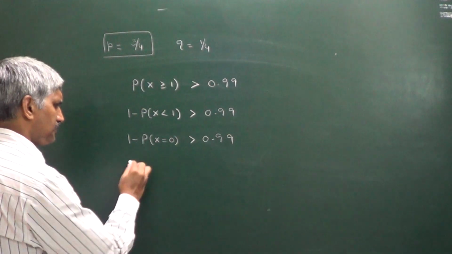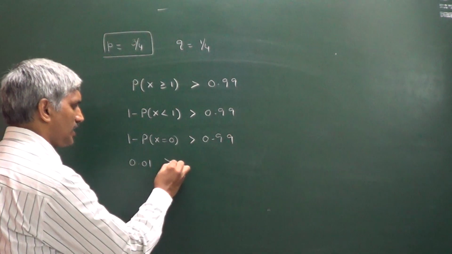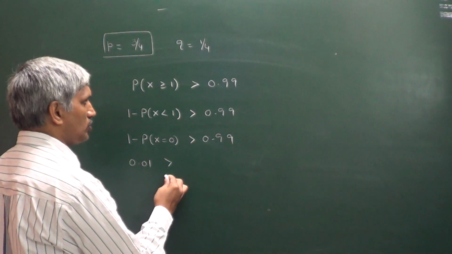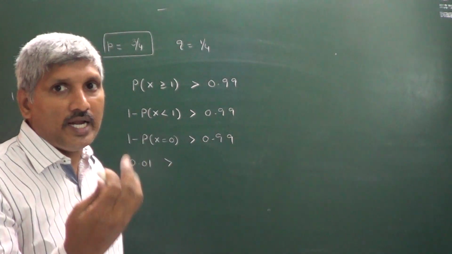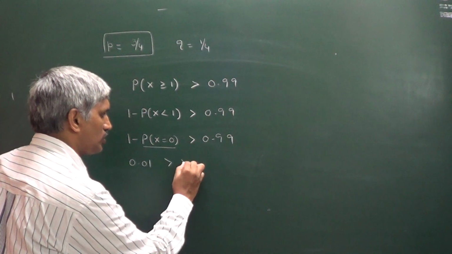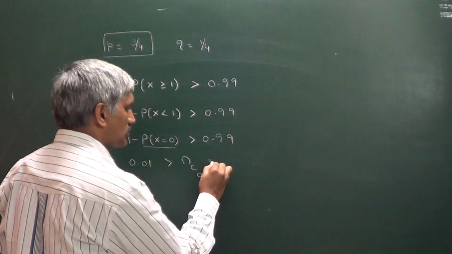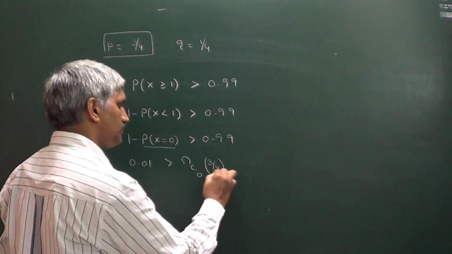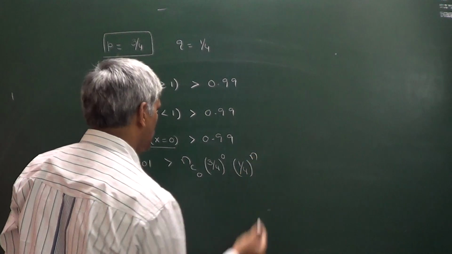Now I can write 0.01 is greater than P of x equals 0. Number of trials we have to find out. Minimum number of trials. Let us say the number of trials is equal to n. So P of x equals 0 means out of n trials, 0 times success. So success power 0 into failure power n. So that is the answer.